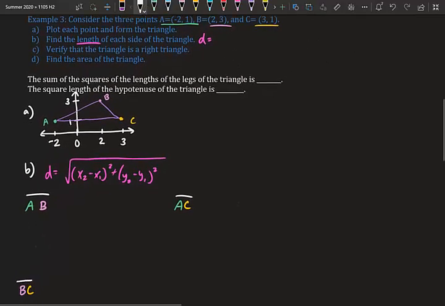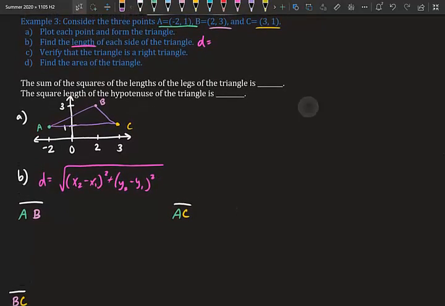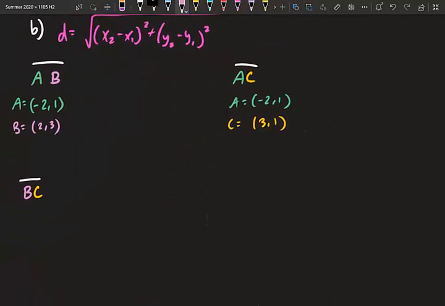Now, to be extra super duper super careful, what I would do, and I'm not kidding, I literally do this. If I don't, I will mess up. I'm going to write the points out so I don't forget what I'm actually doing. So I have A, which is negative 2, 1. I have B, which is 2, 3. And I'm going to do the same thing here. So for AC, so A, I have negative 2, 1. And for C, we have 3, 1. And then BC, so for B, we have 2, 3. And for C, we have 3, 1.